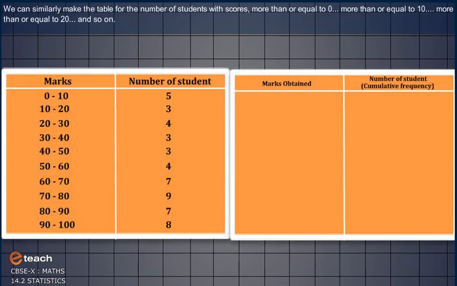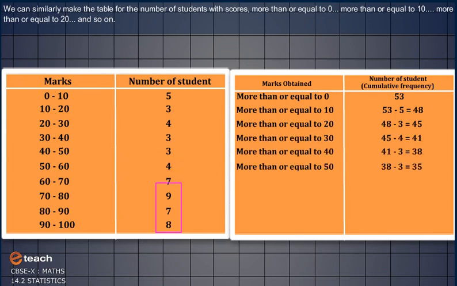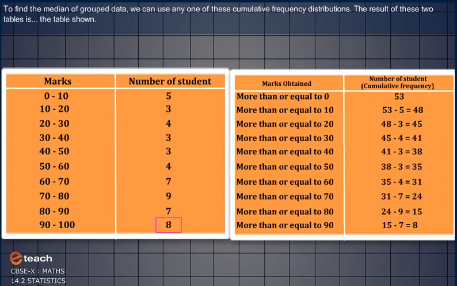We can similarly make the table for the number of students with scores more than or equal to 0, more than or equal to 10, more than or equal to 20, and so on. To find the median of group data, we can use any one of these cumulative frequency distributions. The result of these two tables is the table shown.